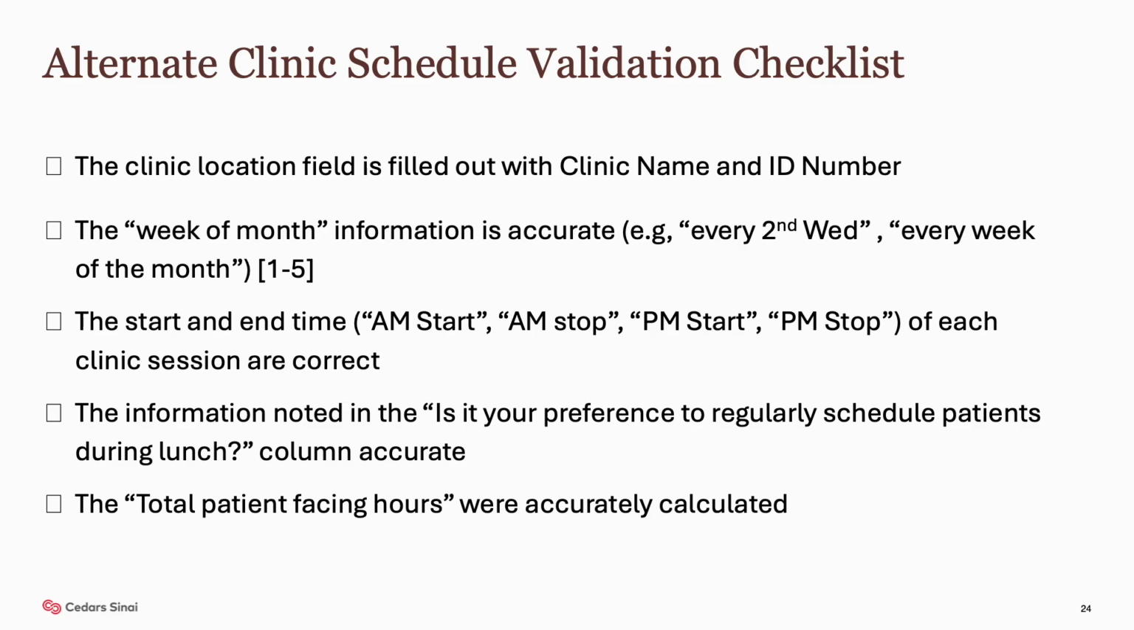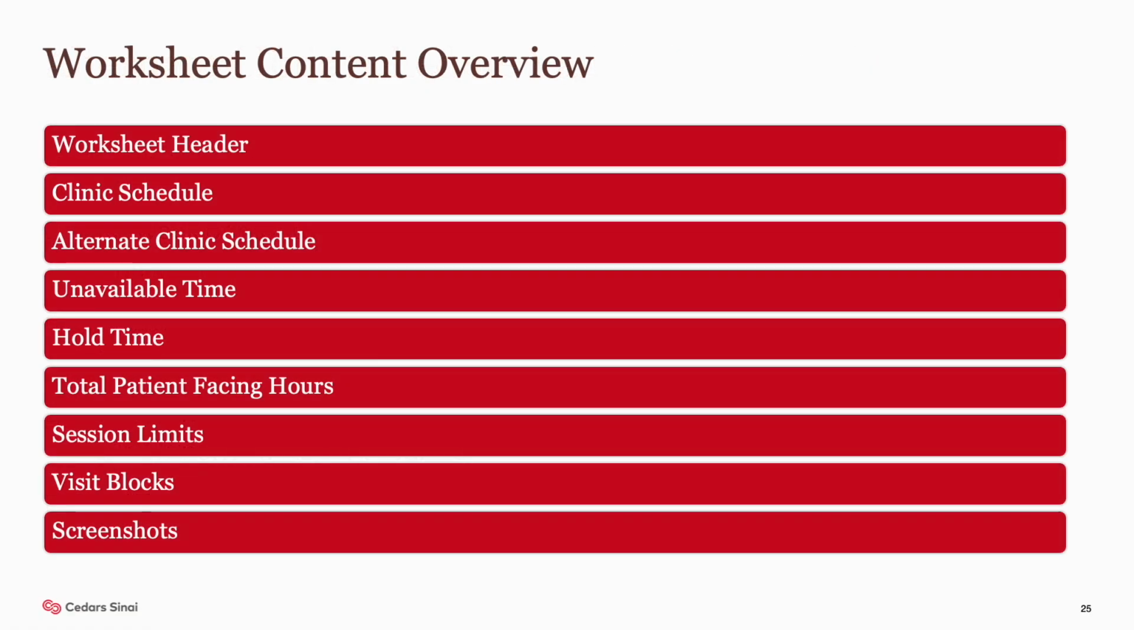When reviewing this completed section for accuracy, make sure that the clinic location field is filled out with the clinic name and ID, the week of the month information is accurate, the start and end times of each clinic session are correct, the information noted in the "Is it your preference to regularly schedule patients during lunch?" column is accurate, and then that the total patient-facing hours were accurately calculated. So let's now transition to the unavailable time section of the worksheet.